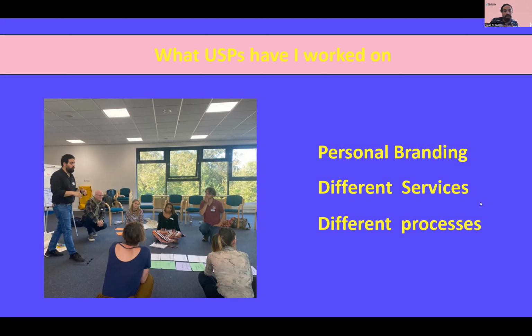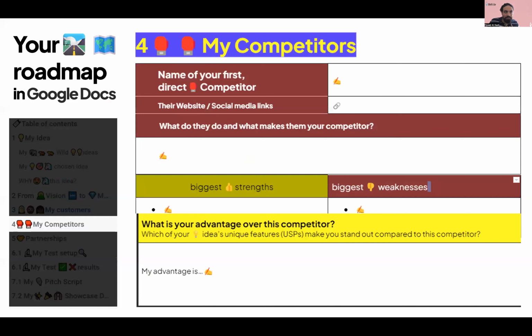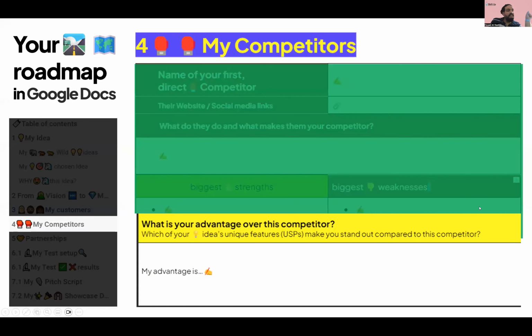And now that's what you are going to do. You will go again to your competitors and you will answer the yellow part. What's your advantage over these competitors? Or maybe what you want to add as an advantage to make sure that you stand out.